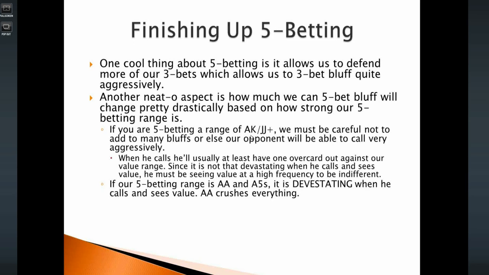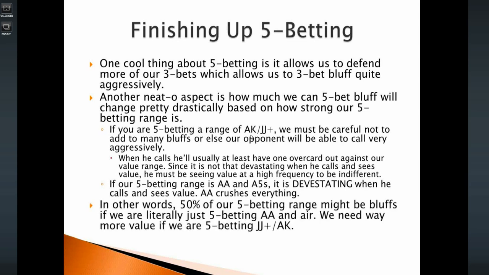So what weight of value bets to bluffs you can have within your 5-betting range depends on the quality of the 5-betting value component. If you're 5-betting pretty much just aces, maybe kings, you can use a lot of air. If you're 5-betting ace-king and jacks or better, you're not going to be able to use very much air. In other words, 50% of our 5-betting range might be bluffs if we are literally just betting aces and air. We need way more value if we are 5-betting jacks and better and ace-king. So jacks and better and ace-king would make up 40 value combos. Do not add in 40 bluffs. Aces would make up 6 value combos. You likely could add 6 bluffs.